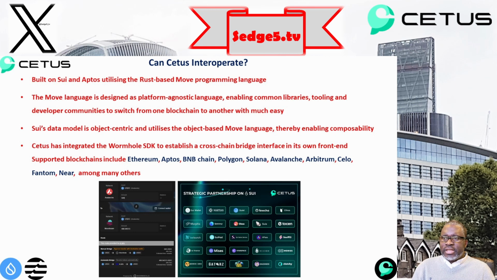CETUS has integrated the Wormhole SDK to establish a cross-chain bridge interface in its own front end. Powered by Wormhole, this feature allows users to migrate their digital assets from different blockchains, and supported blockchains include Ethereum, Aptos, BNB Chain, Polygon, Solana, Avalanche, Arbitrum, Celo, Phantom, Near, and many others. These are the blockchains supported by Wormhole, not CETUS per se.